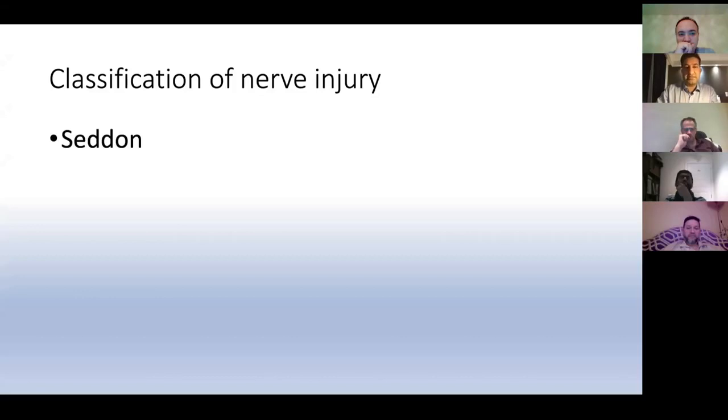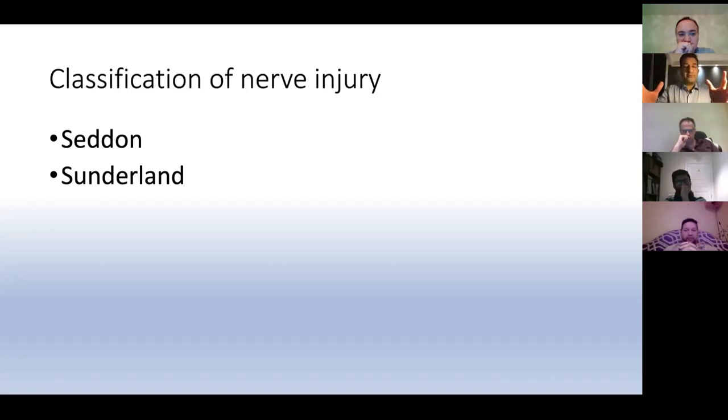So we've mentioned Seddon. Sunderland broke it into 1 to 5, where 1 was again a neuropraxia, or a conduction block. 5 was a neurotmesis, and 2, 3, and 4 were different variations of axonotmesis, depending upon which neural covering had gone, okay?